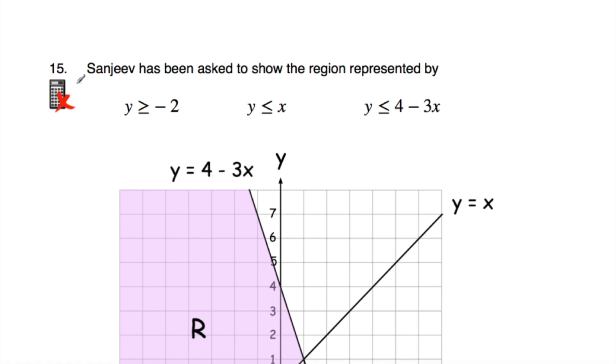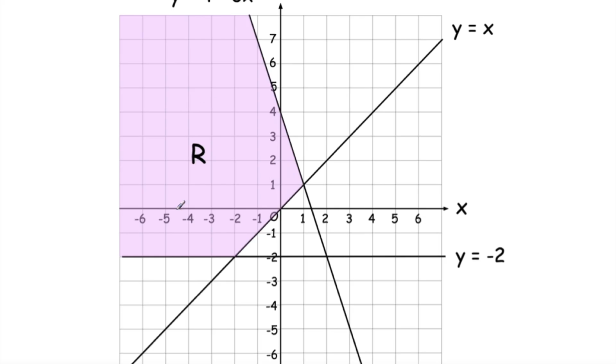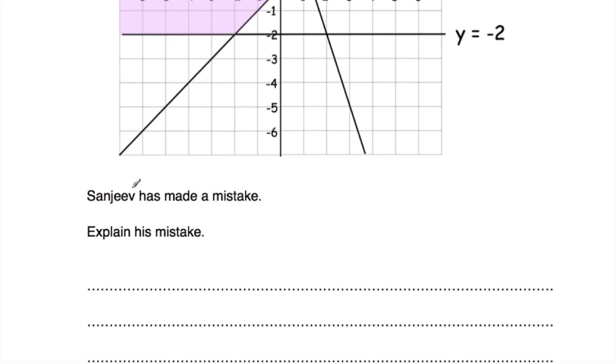Okay, let's look at our next question, question number 15. Question number 15 says, Sanjeev has been asked to show the region that is represented by y is bigger than or equal to -2, y is less than or equal to x, and y is less than or equal to 4 minus 3x. And we've got this grid and this region here that's shown. And then we're told that Sanjeev has made a mistake and to explain this mistake.